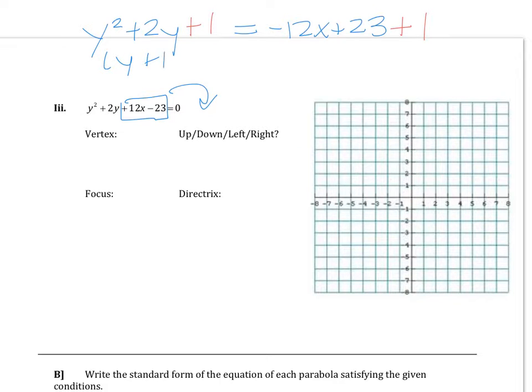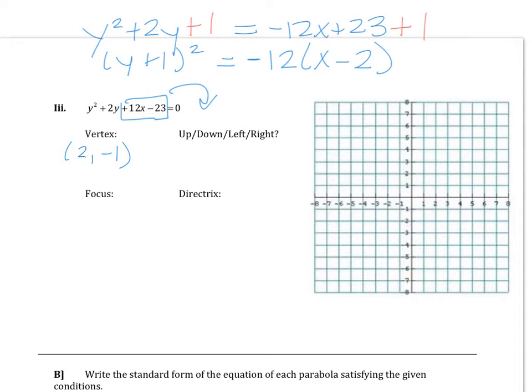Right, so factoring, I get y plus 1 squared equals, this is negative 12x plus 24, but I know my standard form is going to have some common factor outside, so this is actually going to be negative 12 times x minus 2, right? So just process that for a second. This was negative 12x plus 24. All I did was I factored out the negative 12, and I have x minus 2.